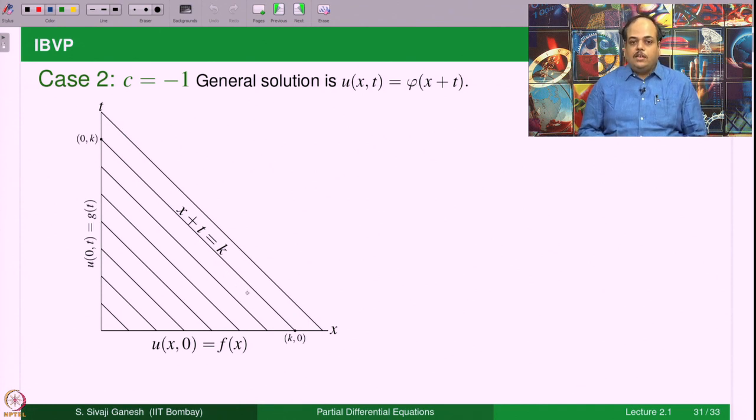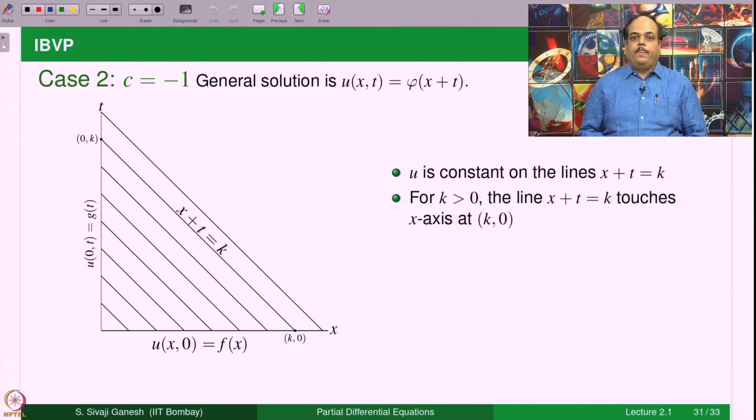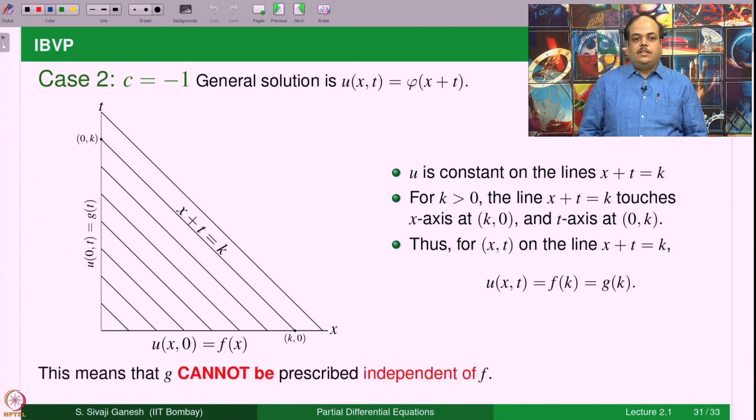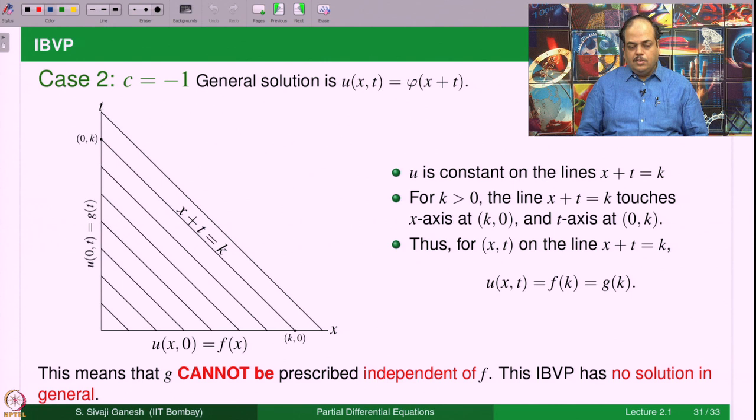What if f of k is not equal to g of k? There is a problem. This means that g cannot be prescribed independent of f. This initial boundary value problem has no solution in general, but there are some generalized notions of solutions where, under some other condition, they admit solutions. We will not be discussing such generalized notions. In the normal notion of a solution, there is no solution, that is very clear from the formulae.